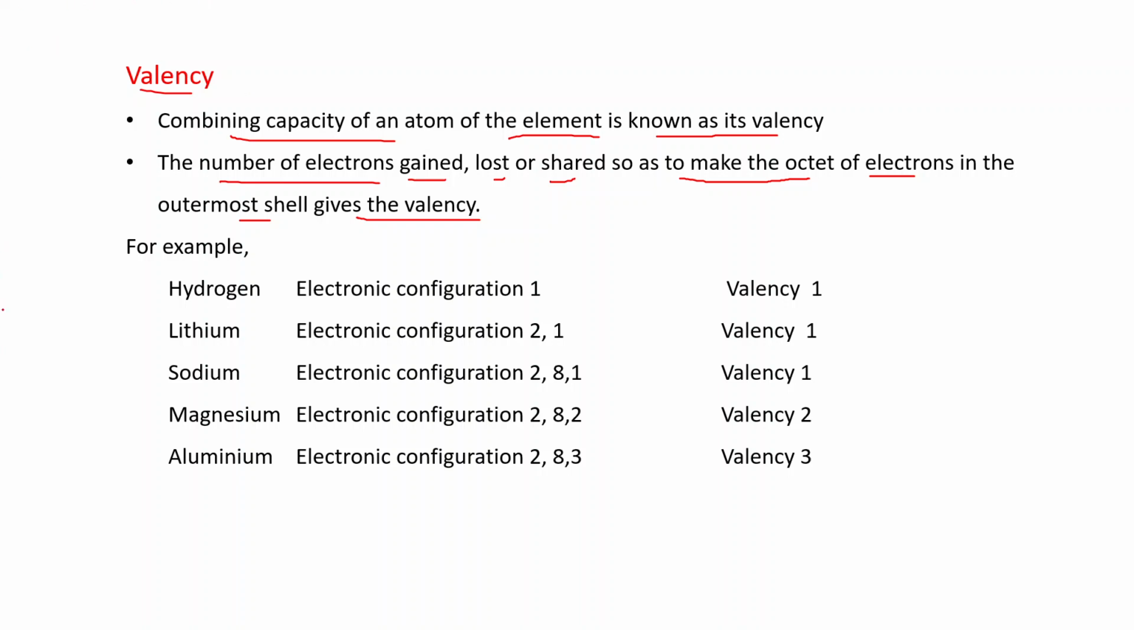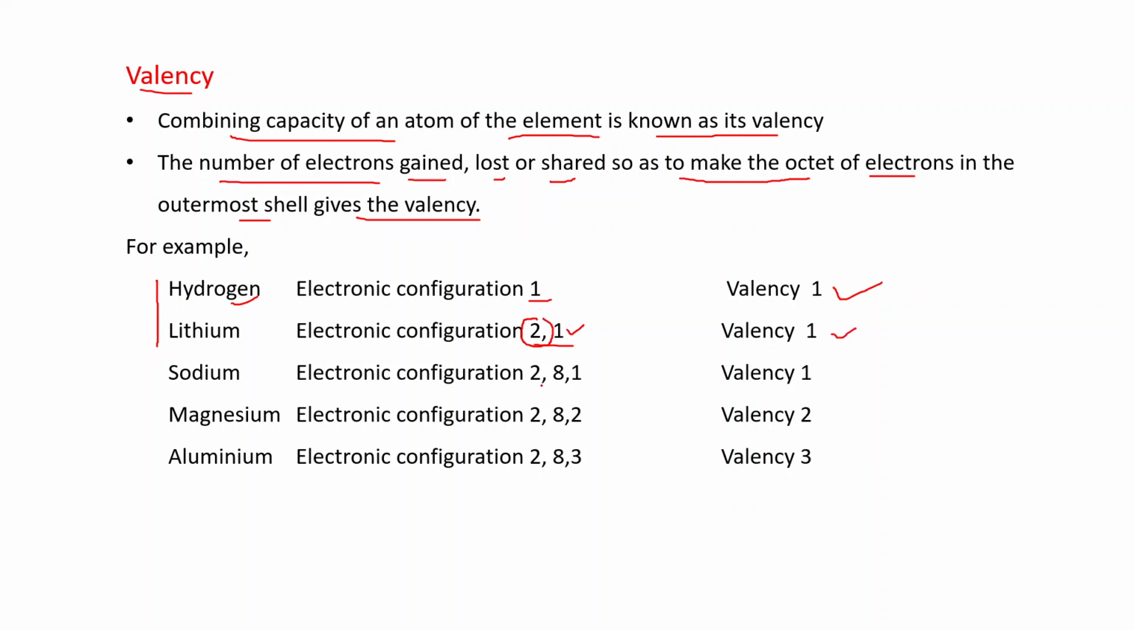Like hydrogen. How many electrons are present in hydrogen? There is 1 electron in hydrogen, that's why its electronic configuration is 1. Presence of 2 electrons is an indication of stability, since the nearest noble gas to hydrogen and lithium is helium. That's why hydrogen's valency is 1. Lithium's electronic configuration is 2-1. After losing 1 electron, it achieves the configuration of helium, which is a stable configuration. That's why its valency is 1.